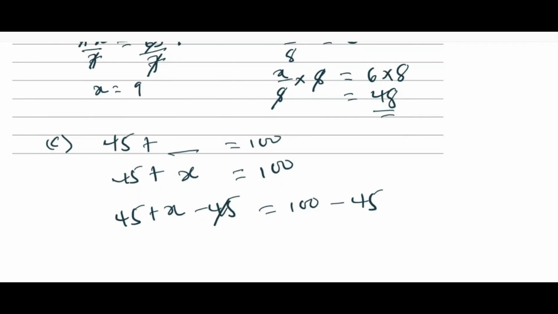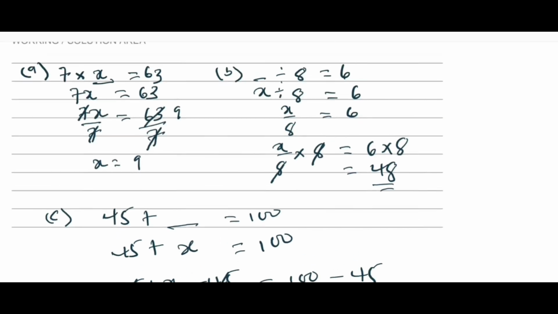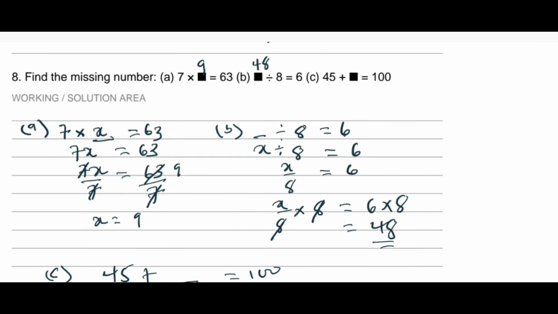So this 45 will cancel this 45. And then 100 will minus 45. So 100 minus 45 is what? 55. So 100 minus 45 is 55. So the missing number in C is 55.